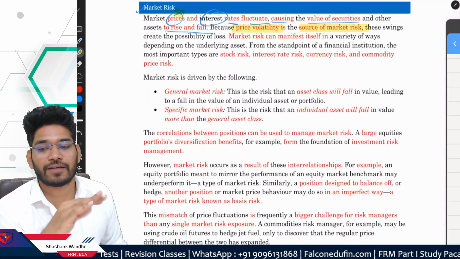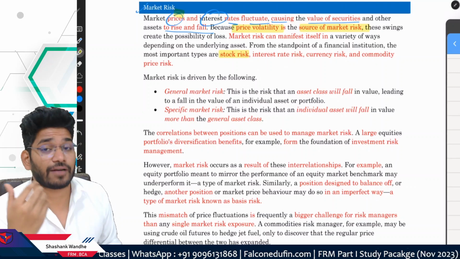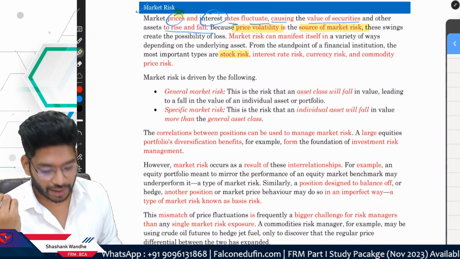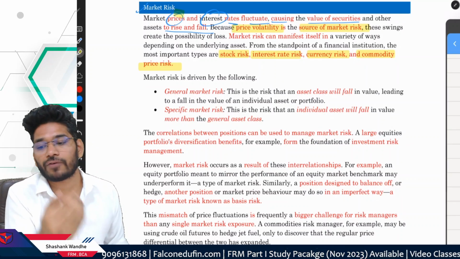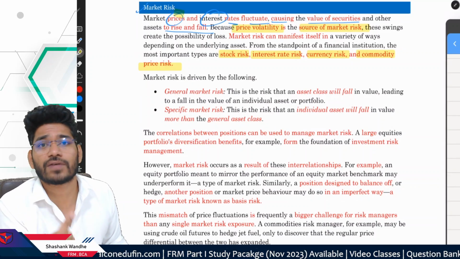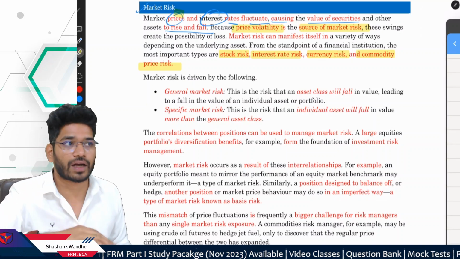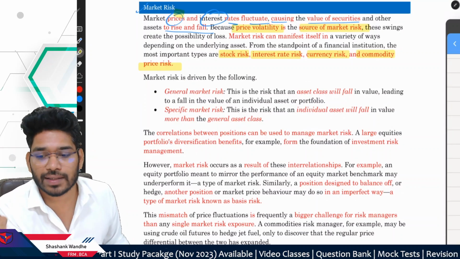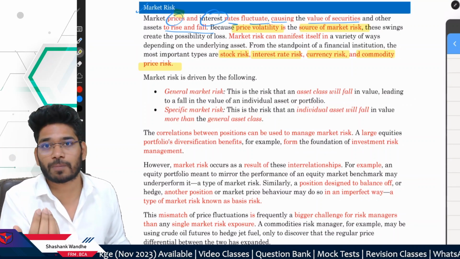Market risk can manifest itself in a variety of ways. It can manifest itself as stock risk, interest rate risk, currency risk, and commodity risk, depending on what type of investment you are making. If you are investing in stock, then there is stock risk. If you are investing in bonds, then there is interest rate risk. If you are investing in currencies, like if you are into foreign exchange operations, then there is currency risk. Currency risk as in you purchase dollars, and now the dollar's price declined.